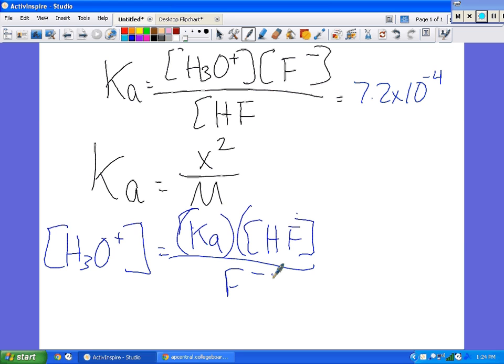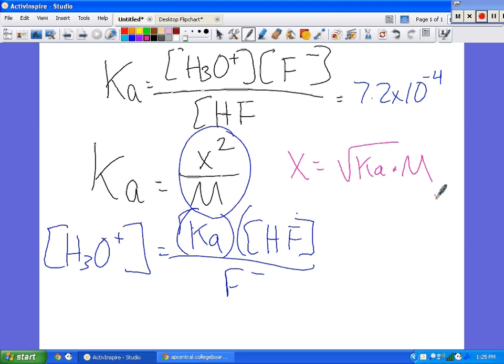But the problem is we don't know what F minus is. So we always call that X. So it would be X, multiply both sides by X, which gets you the X squared. Bottom line is at the end, it's going to be X equals the square root of Ka times M. We've done this. You've seen this before.